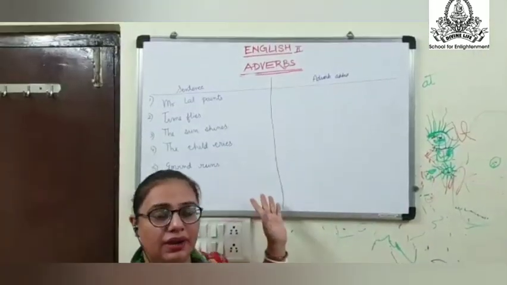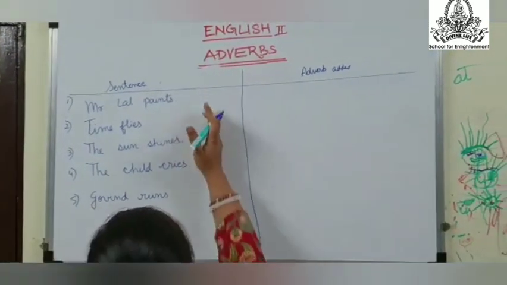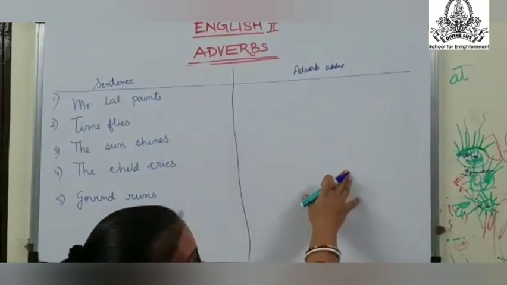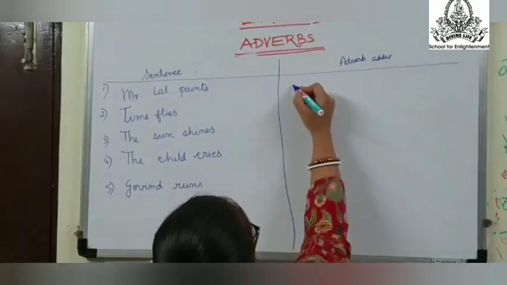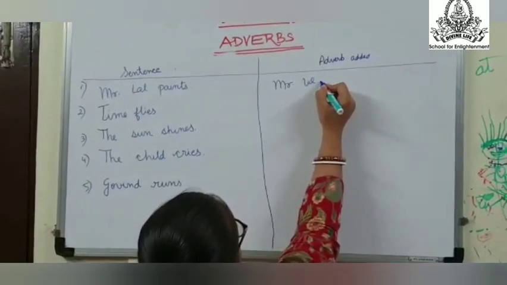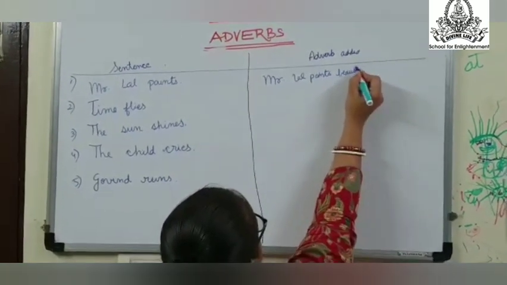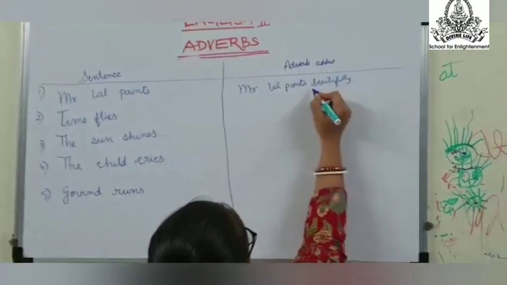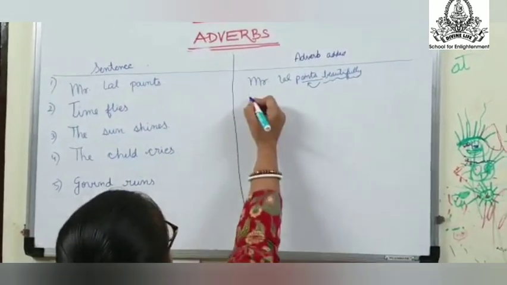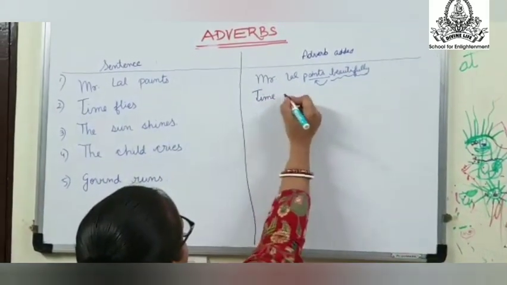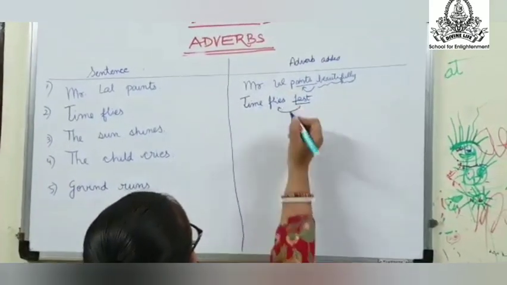Here are a few sentences to discuss more about adverbs. These are simple sentences to which we are going to add adverbs. Mr. Lal paints. How does Mr. Lal paint? Mr. Lal paints beautifully. So this beautifully is the adverb added to the verb paints. Time flies. How does time fly? Time flies fast. Fast is adding to flies.